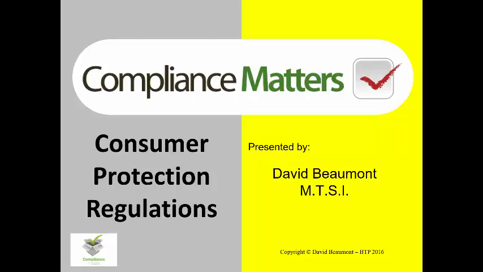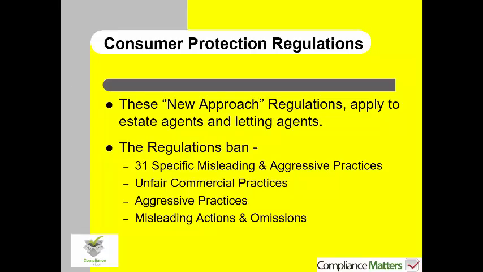As I've said, these are new approach regulations and they apply to estate agency and letting agency. The regulations ban 31 specific practices, which we don't really need to worry about because most of them don't impact on estate agency practices. Unfair commercial practices are banned, aggressive practices are banned, and misleading actions and omissions are banned. The thing that really affects estate agents and letting agents is the last one, which is misleading actions and omissions.